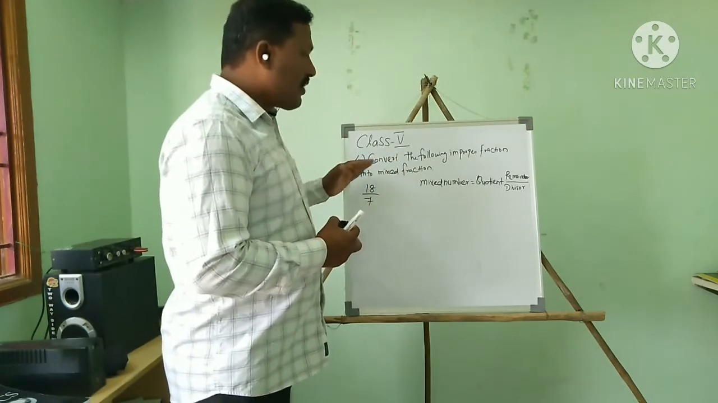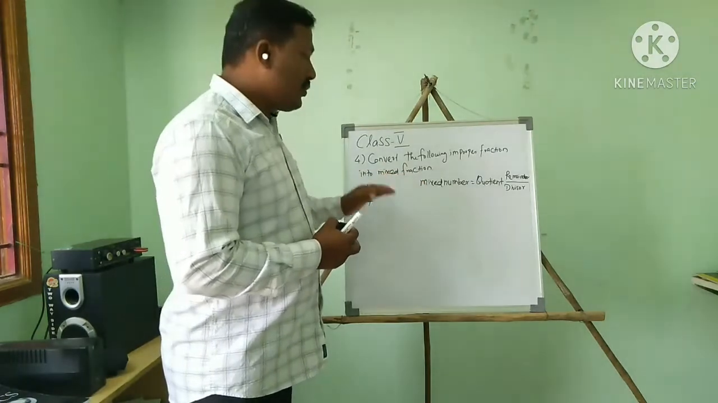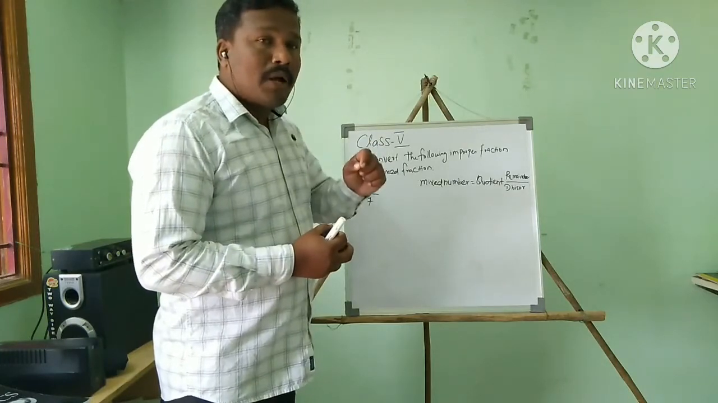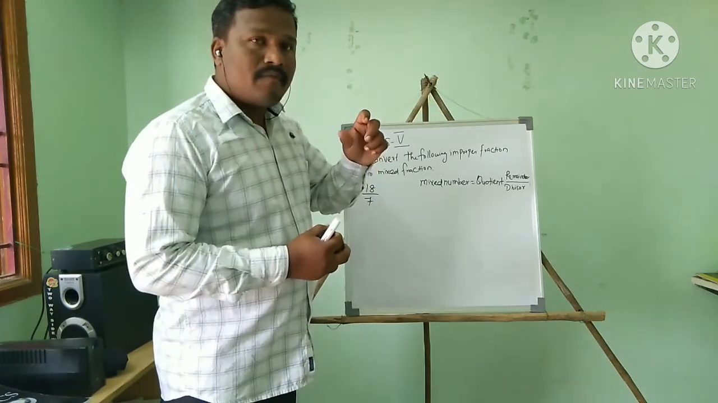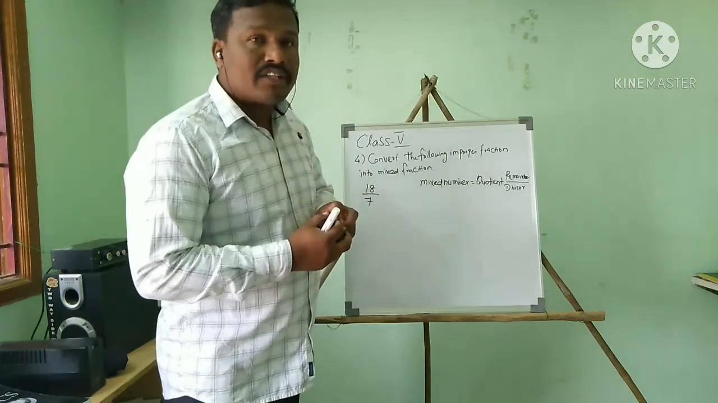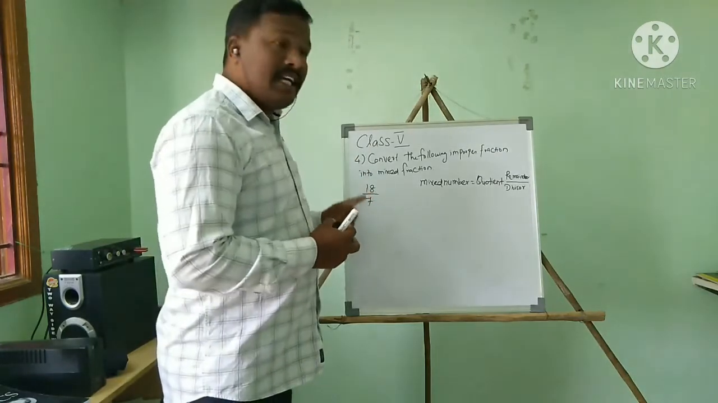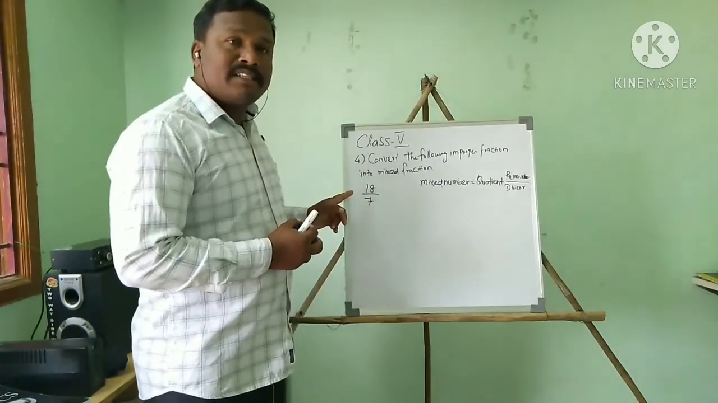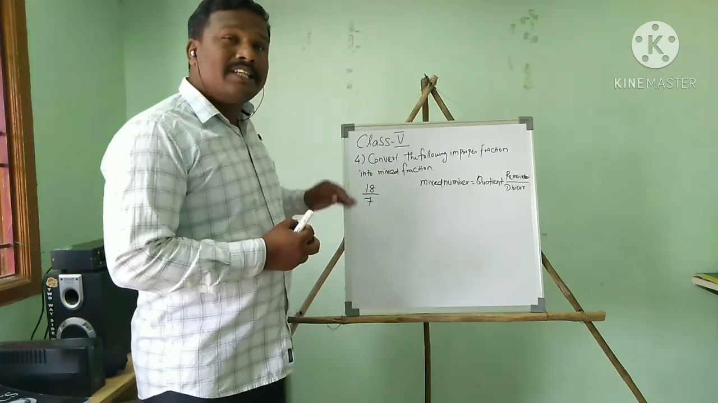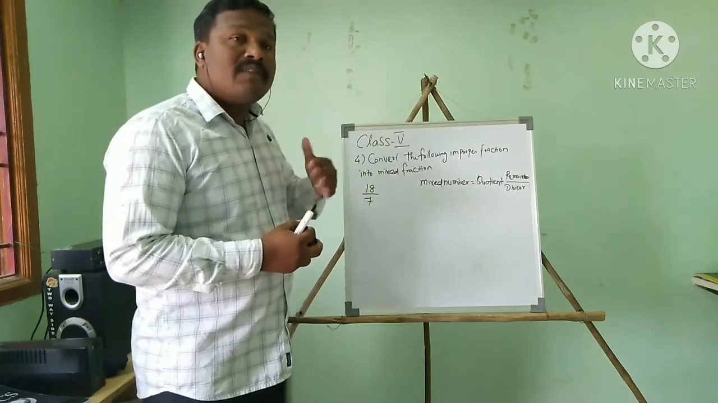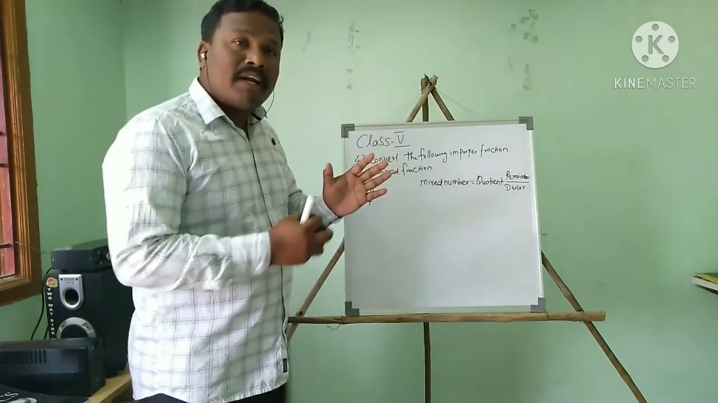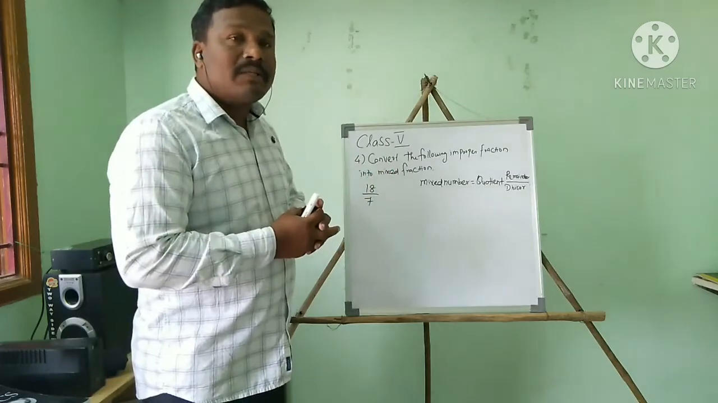In the 4th question: convert the following improper fractions into mixed fractions. You know very well what an improper fraction is. An improper fraction means a fraction whose numerator is bigger than the denominator. Example, 18 by 7. Here the numerator is 18, a big number compared to the denominator 7, so this fraction is called an improper fraction. Now we want to convert it to a mixed fraction. A mixed fraction means a fraction that has a natural number with a fraction.